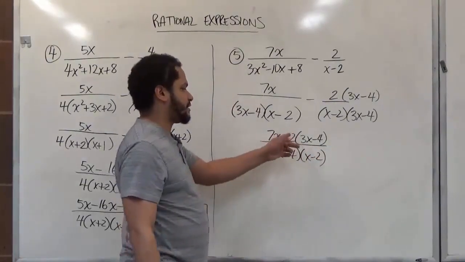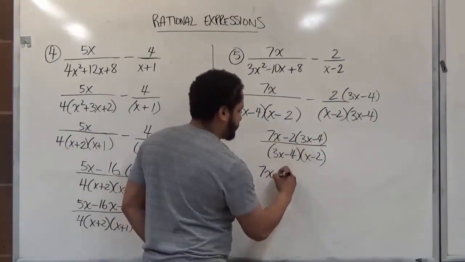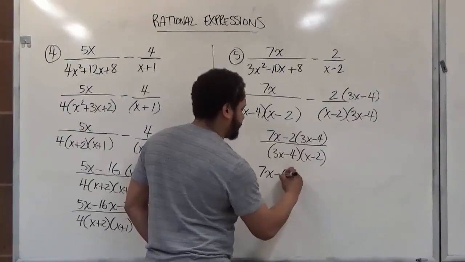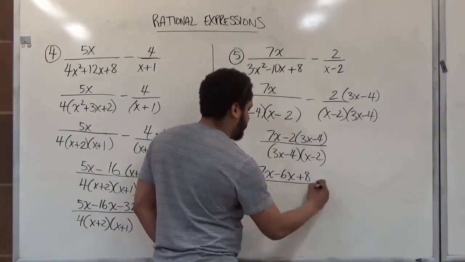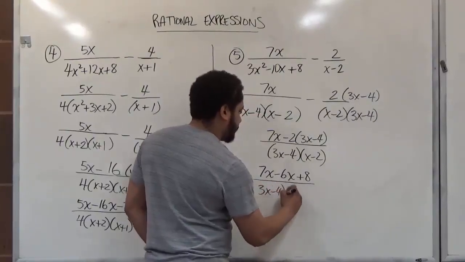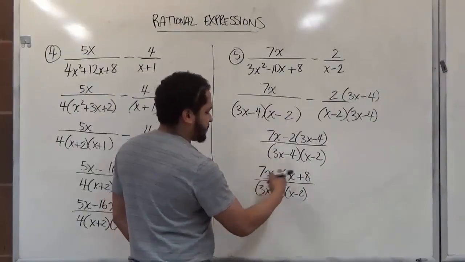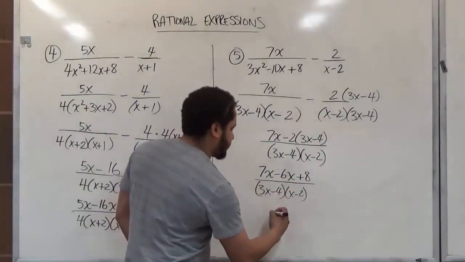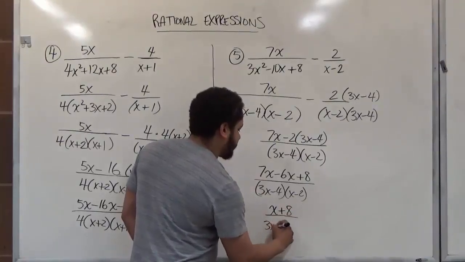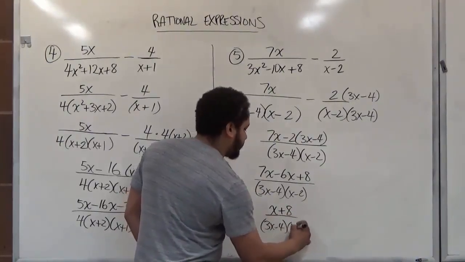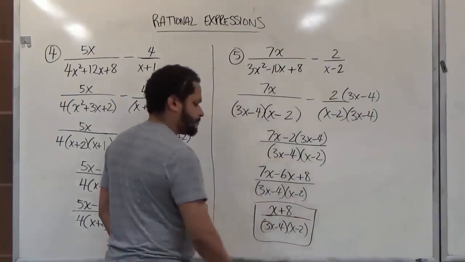Now we're going to distribute this 2. We're going to leave the 7x alone here because it's a leading term. Negative 2 times 3x gives us negative 6x. Negative 2 by 4 gives us positive 8. The denominator here again, 3x minus 4 and x minus 2. So now we just subtract 7x take away 6x, gives us 1x. Think of them as objects. And we have x plus 8 over 3x take away 4 and x minus 2. And that's our solution. Thank you.